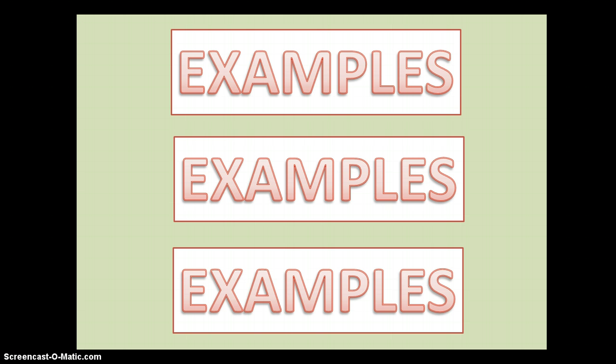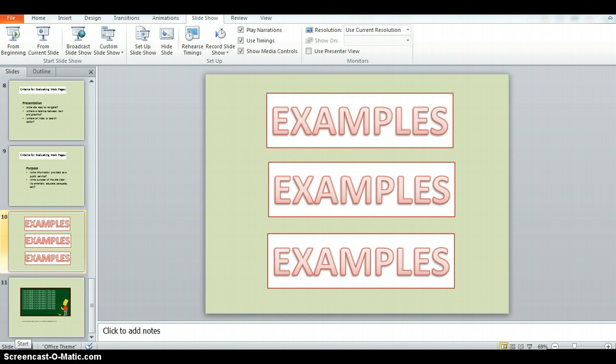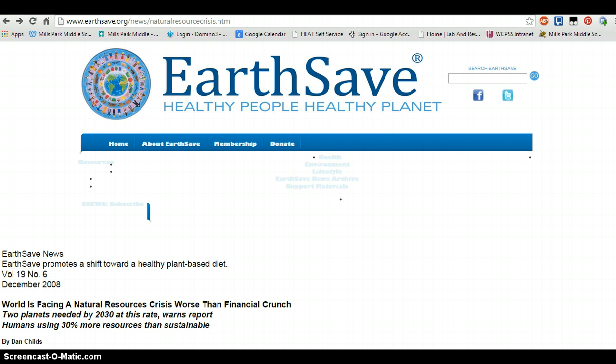All right, let's look at a few examples. This first site I want to show you is called EarthSave, Healthy People, Healthy Planet. The first thing I notice about this is the presentation. It's not that great. There are some links down here, but there's something wrong with the way they're displayed, and you can't really read them or see where you're supposed to click.